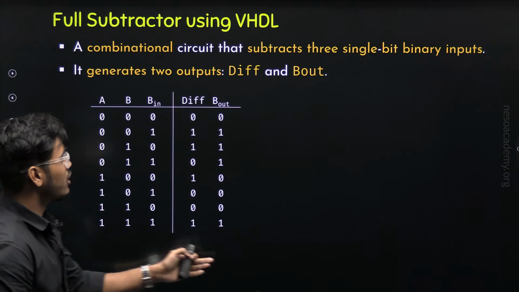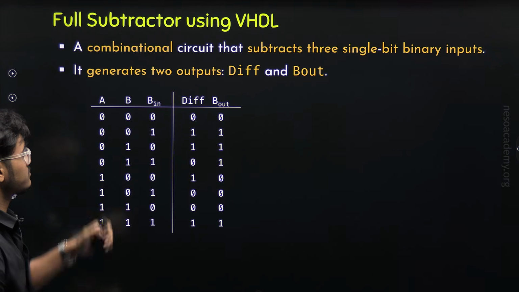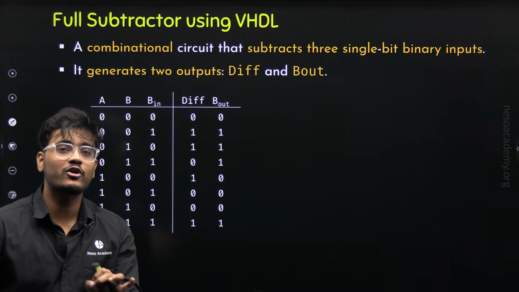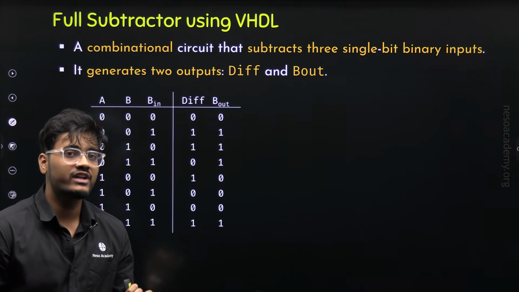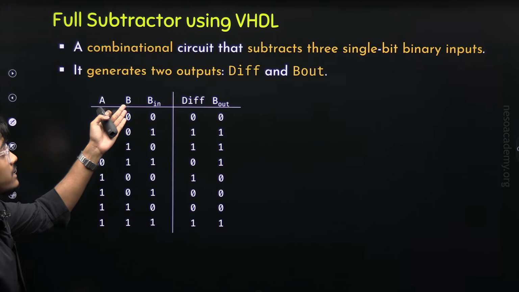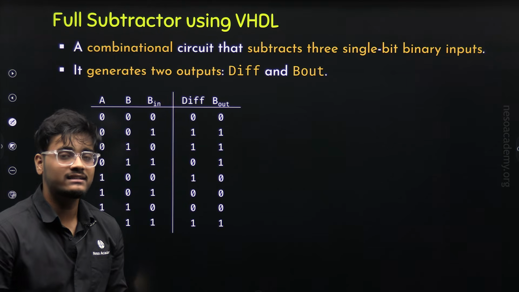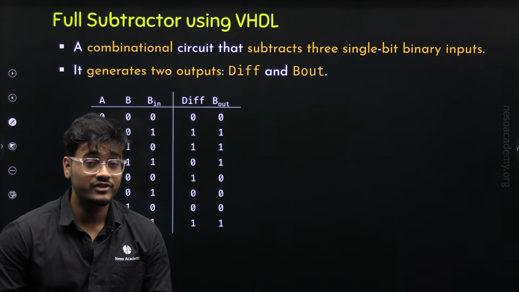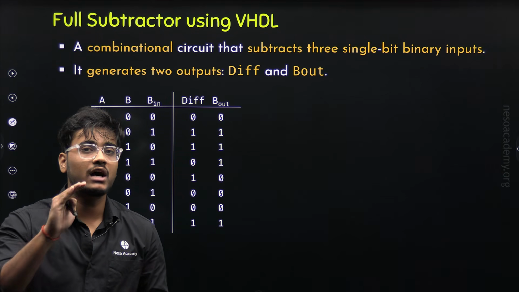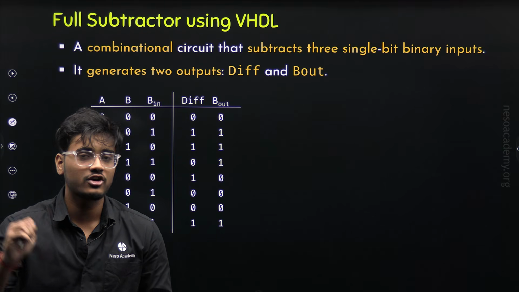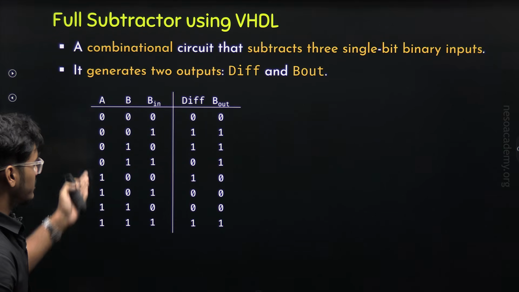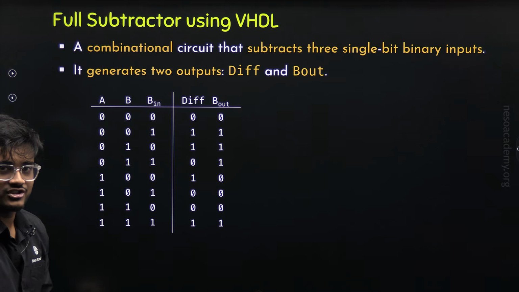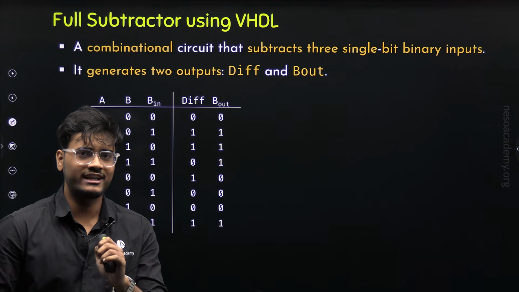Now, let us look at the truth table of the full subtractor. So, this is the truth table of the full subtractor with three inputs A, B and B in, where B in is the input borrow from the previous stage. And here we are performing A minus B minus B in and generating the two outputs, difference and borrow out. Now, since we are having three inputs, which means we will have 2 to the power 3, which is equal to 8 input combinations. So, these are the 8 input combinations and these are the respective output values for these input combinations. Let's verify the truth table quickly.